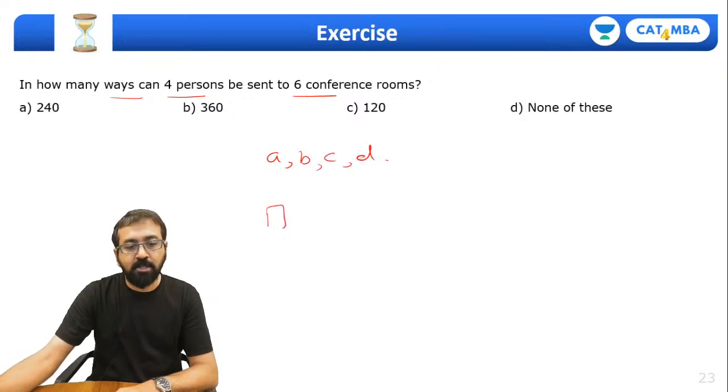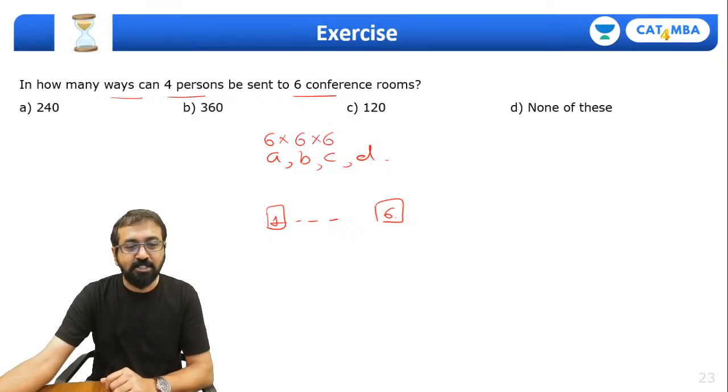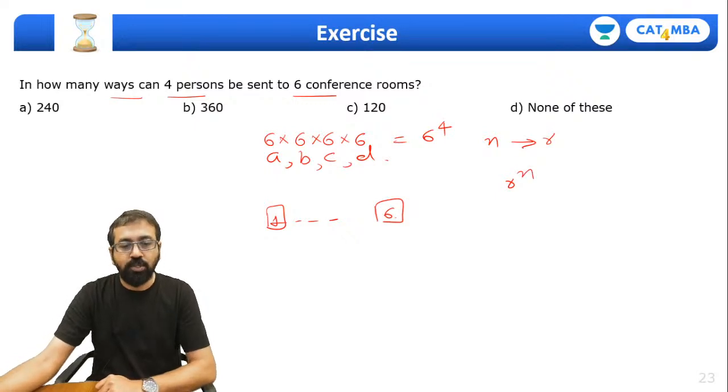So about this question, people sending to conference rooms: these are the 6 conference rooms, number 1 to number 6. For the first person, there are 6 choices. For the second person, also 6 choices. For the third person also 6 choices, and for the fourth one also 6 choices. So it will be 6 raised to 4. In general, n people can be sent to r distinct groups in r raised to n ways. So here each conference room is acting as one group.